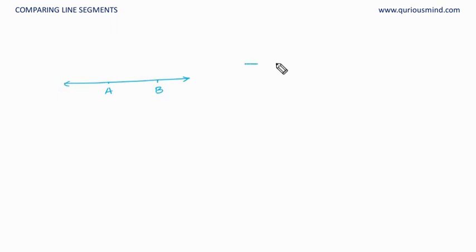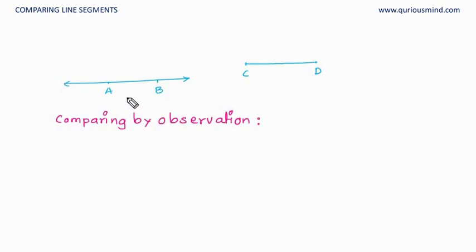So let's assume I have this line segment CD and here a line segment AB. Which one of them is longer? I can do that in multiple ways. The first method which comes to your mind is obviously comparing by observation. So here I can clearly say that AB is smaller than CD. Just by looking at them, I get a feel that AB is smaller than CD.